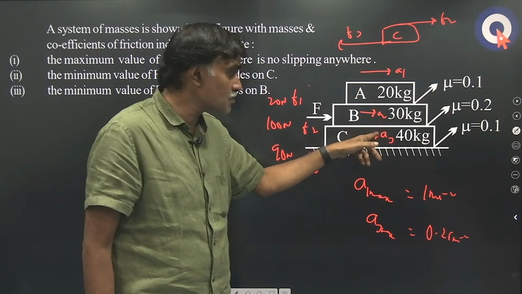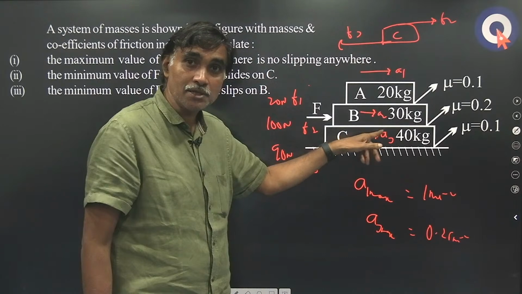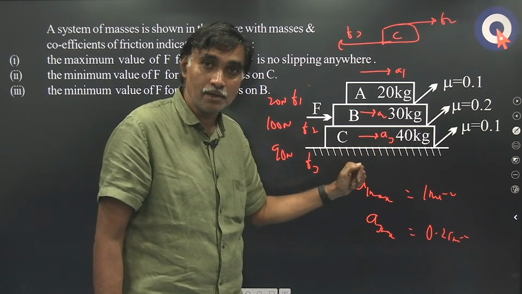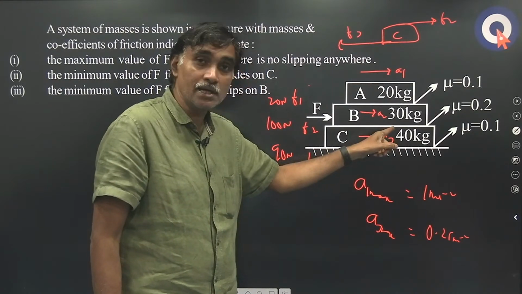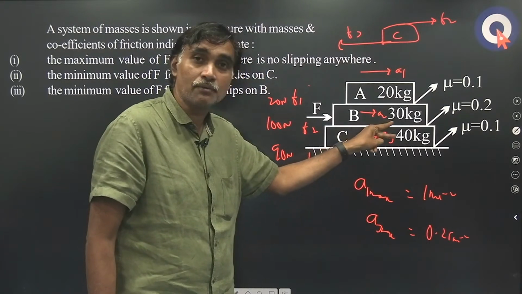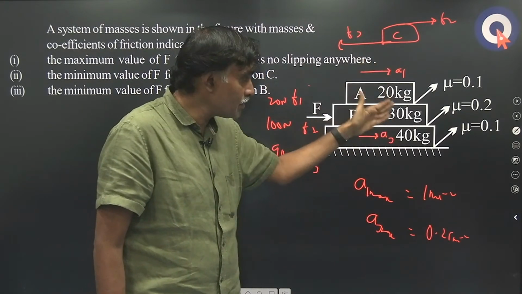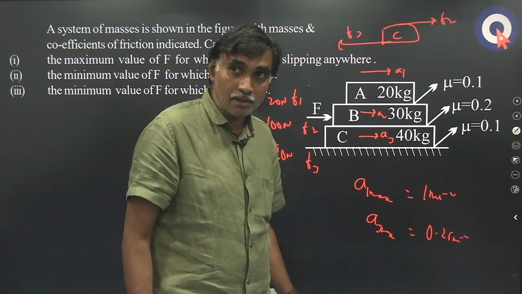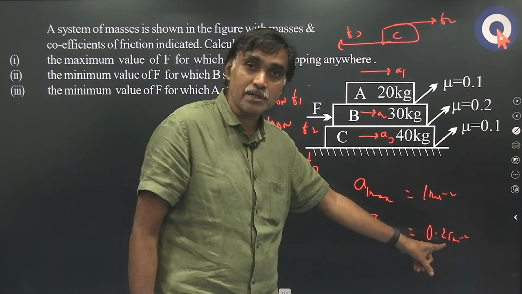Similarly, if its acceleration is 0.2, static friction is acting here also. If friction here is 100, its acceleration has to be 0.25. If it is 0.2, friction here is less than 100. Less than limiting friction means static friction, so these two surfaces also should move together. So all the three blocks will move together until acceleration is 0.25 meters per second square.